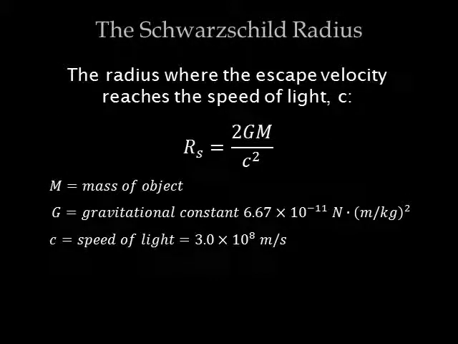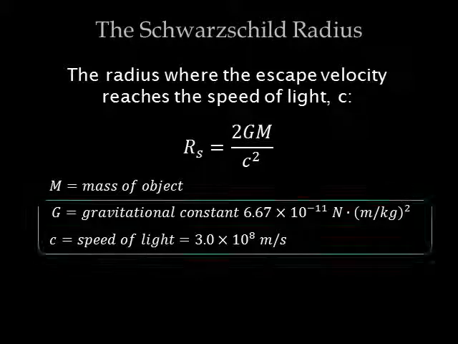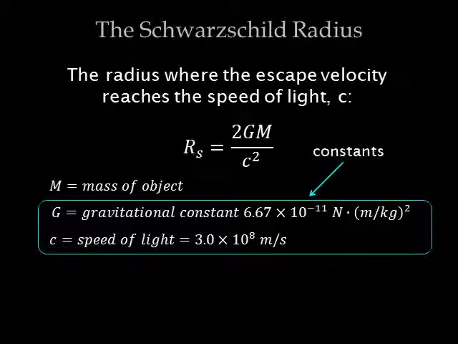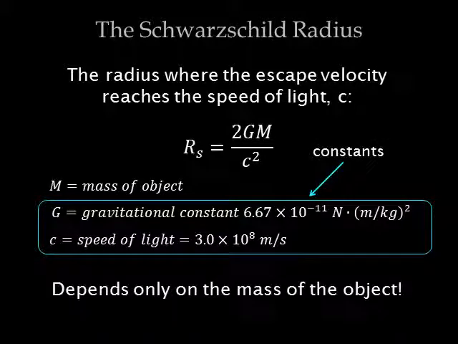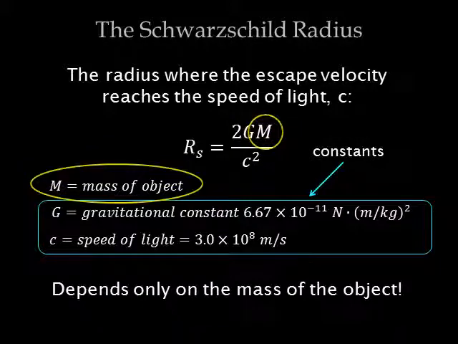To talk about the size of a black hole, we need to introduce the Schwarzschild Radius. This is the radius at which the escape velocity reaches the speed of light. In equation form, it's equal to 2 times the gravitational constant G times the mass of the object divided by the speed of light squared. G and c are both constants. Therefore, the Schwarzschild radius depends only on the mass of the object.